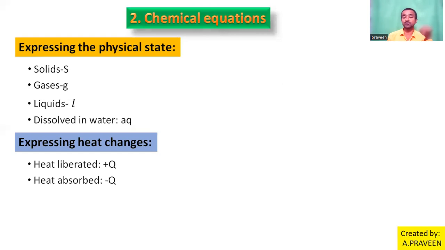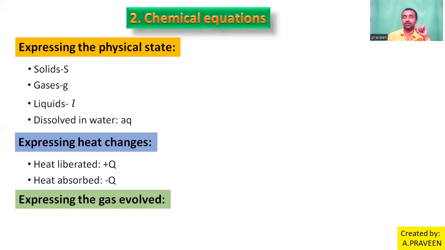The next, expressing the gas evolved. The gases evolved in the reaction, for example, zinc reaction with hydrochloric acid. Salt is formed in the form of liquid, and a gas is liberated. Bubbles in the liquid we observed. That is represented by an upward arrow in the equation. If a gas evolved, we can represent that symbolically with an upward arrow.